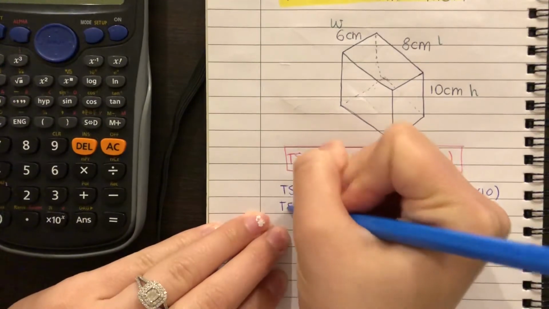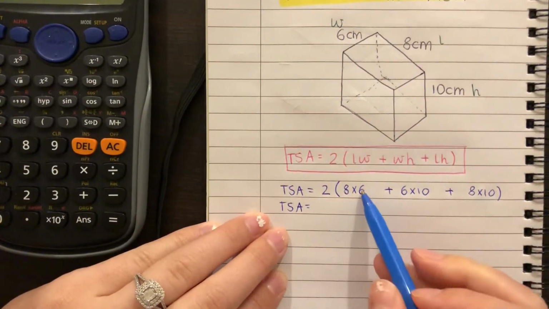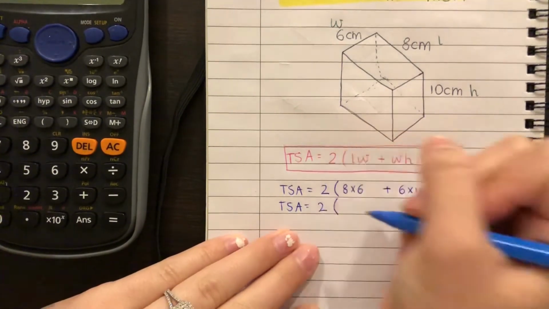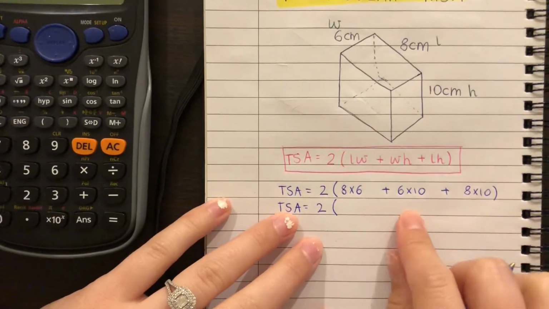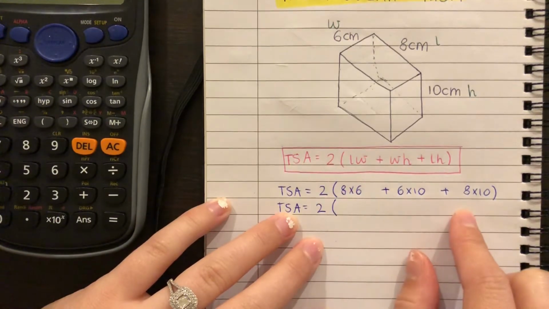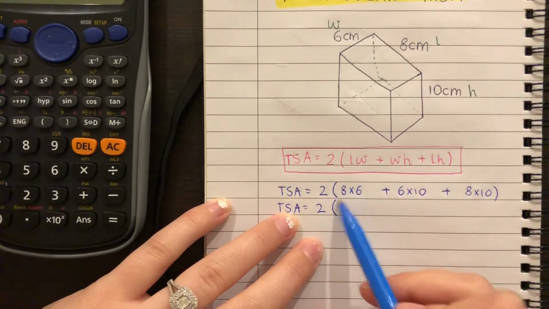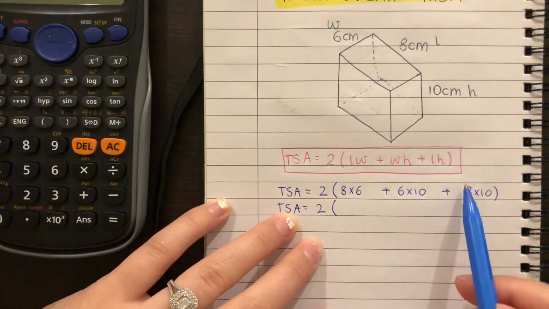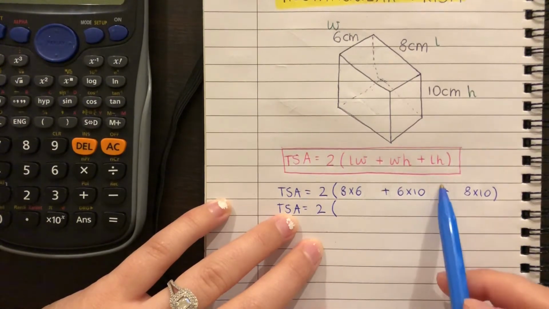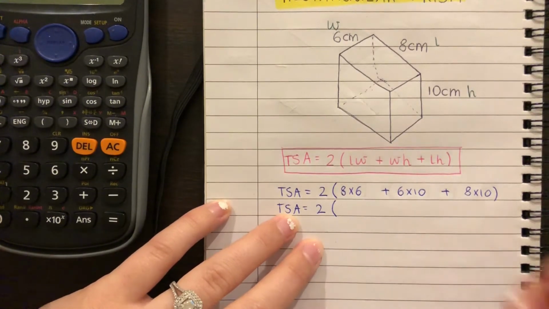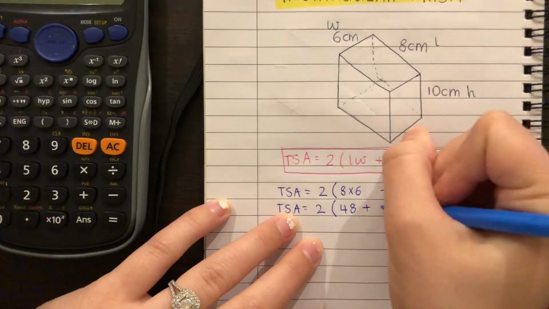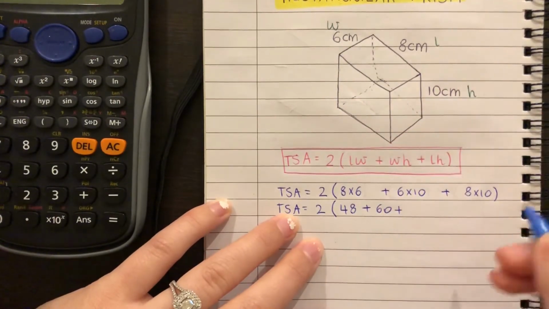Okay, so I'm going to go ahead now and calculate these multiplications. So I'll have 2. Now you don't have to do this. You could actually put this in the calculator as you see it, but you need to be careful because if you were to put this into the calculator, you'd need to make sure that you had extra brackets around each of these multiplications so your calculator didn't confuse any of these numbers with these addition signs. So 8 times 6 is 48, plus 6 times 10 is 60, plus 8 times 10, which is 80.